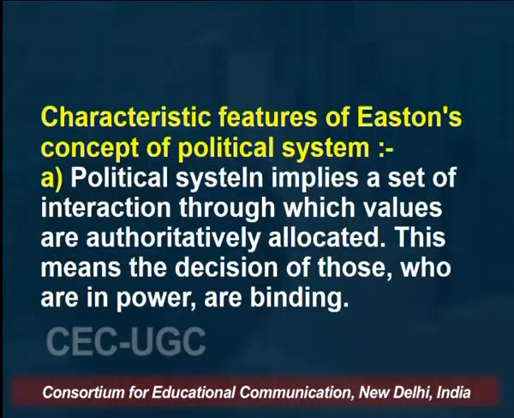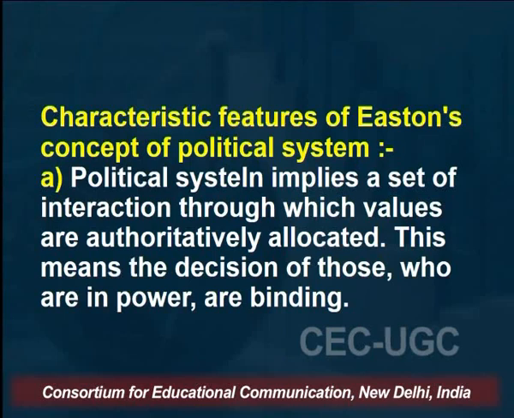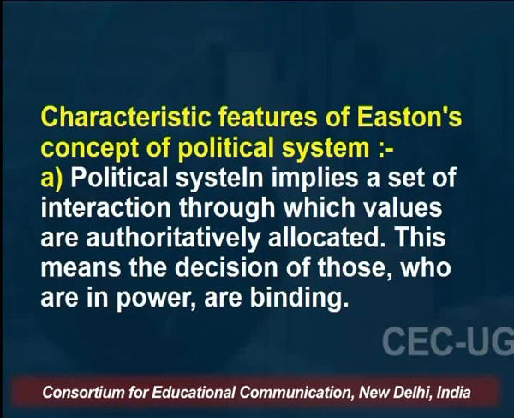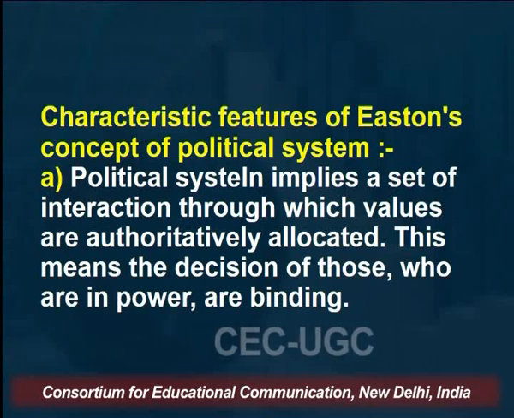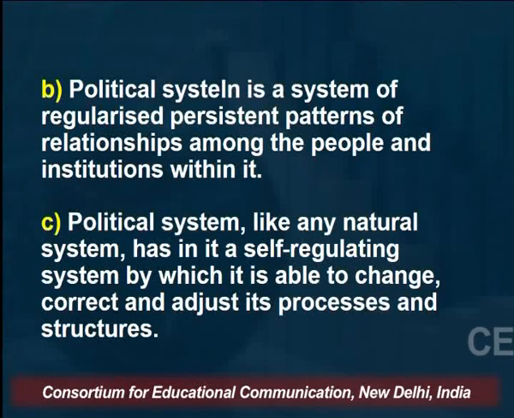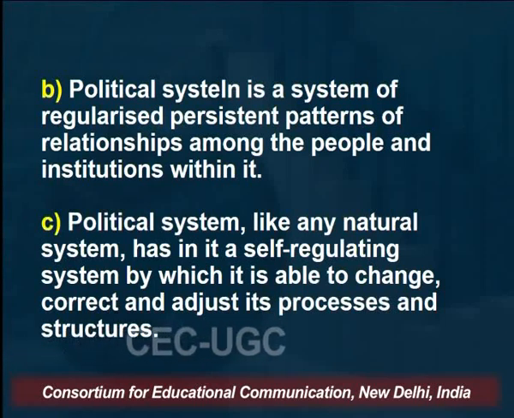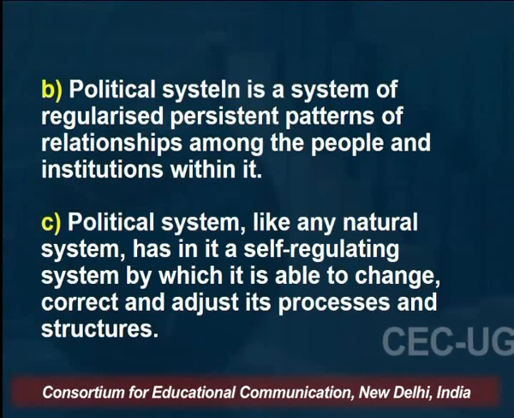Now, what are the characteristic features of Easton's concept of political system? Let's understand that. A political system implies a set of interactions through which values are authoritatively allocated. This presents an important definition with respect to power dynamics also: power is the authoritative allocation of values. This means that the decisions of those in power are binding. Further, a political system is a system of regularized, persistent patterns of relationship amongst the people and institutions within it.